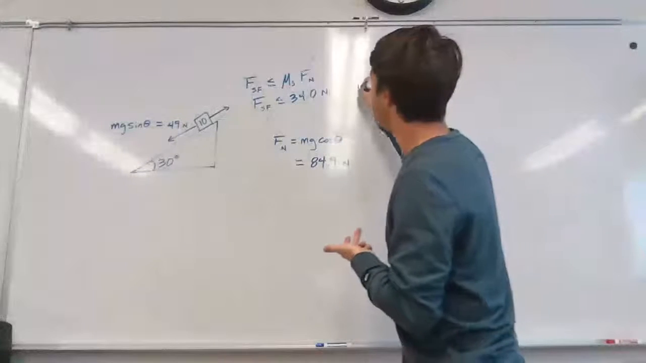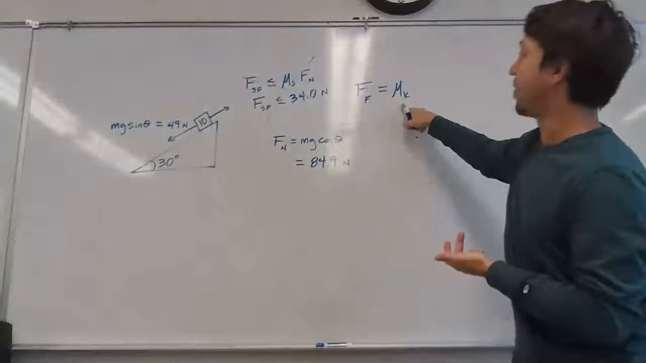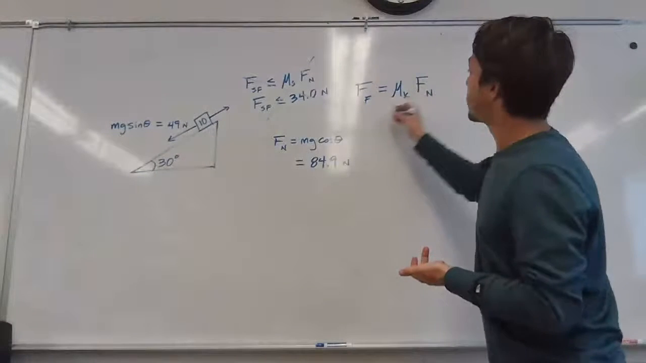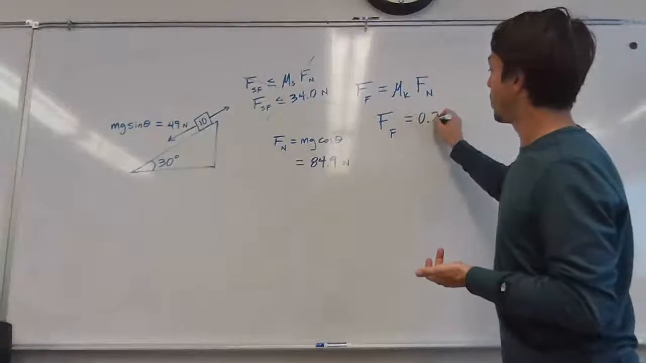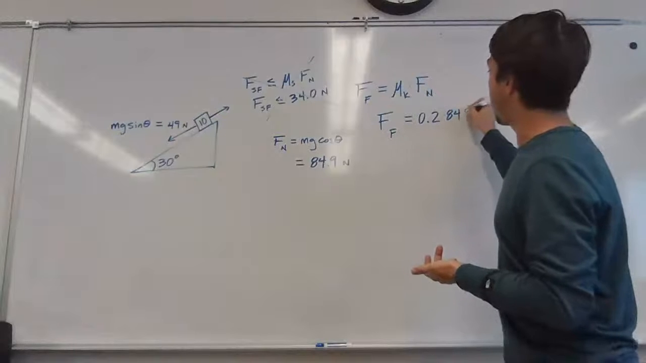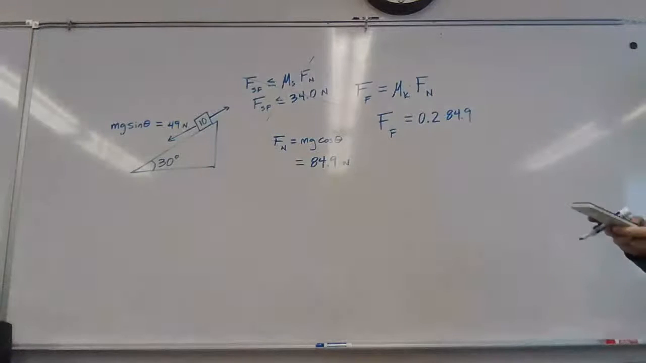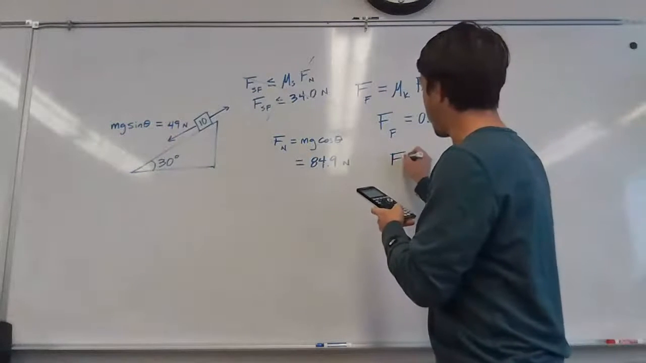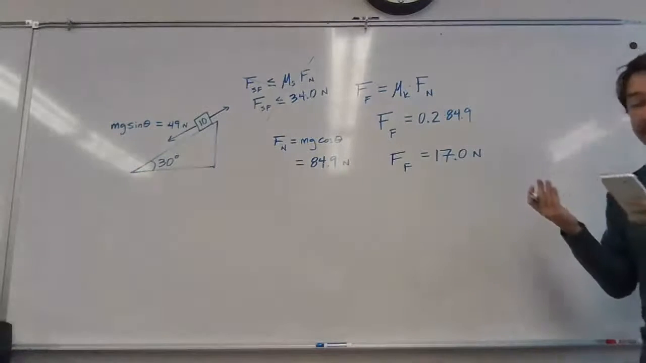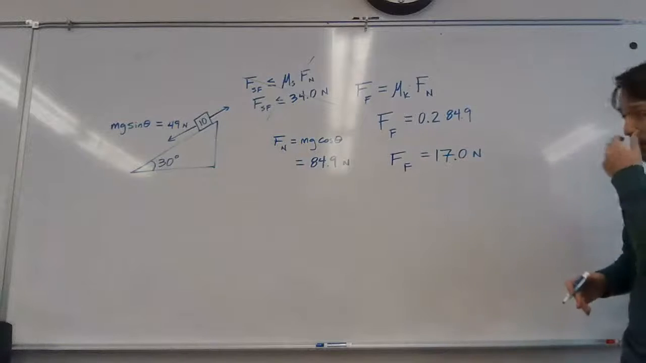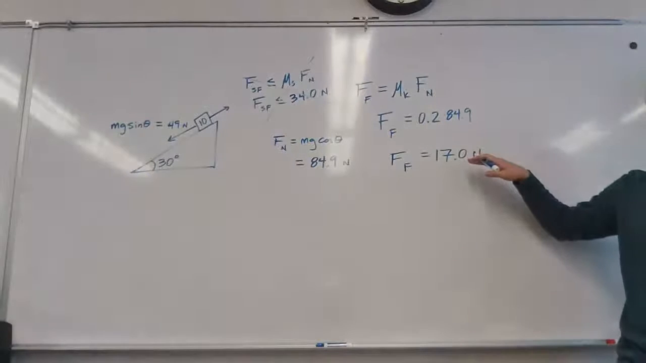What's my new calculation? Kinetic coefficient times the normal force. So now my friction force is 0.2 times the 84.9. Is this making sense to everyone? So my friction force is about 17. Pretty close. I'm getting 16.98. So pretty close to 17. So we're sure there are no questions on that?